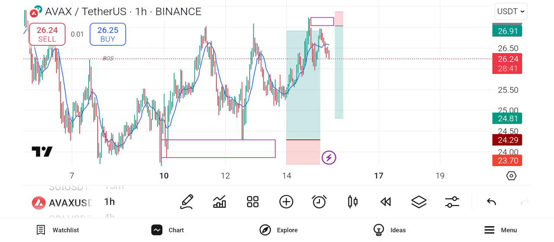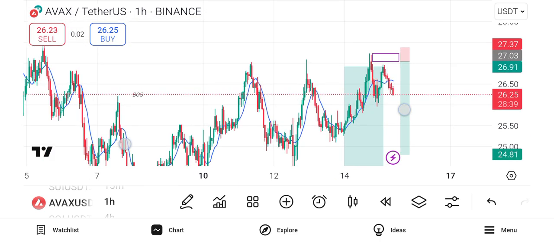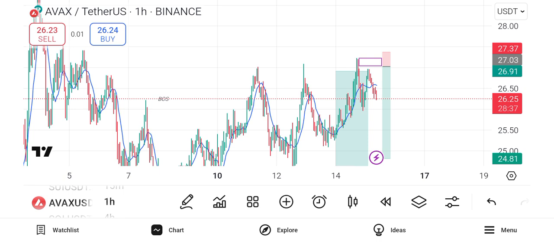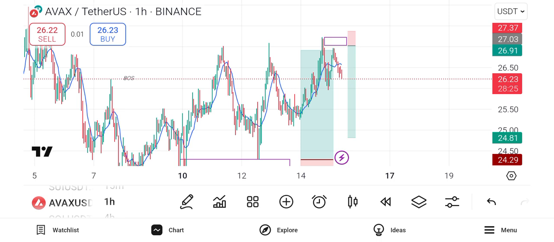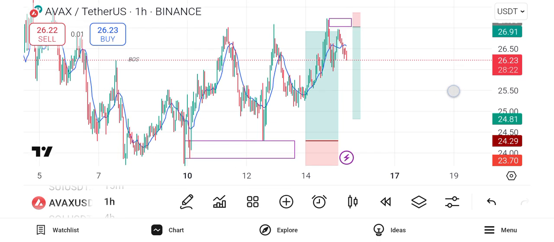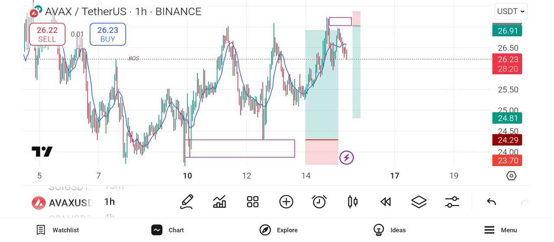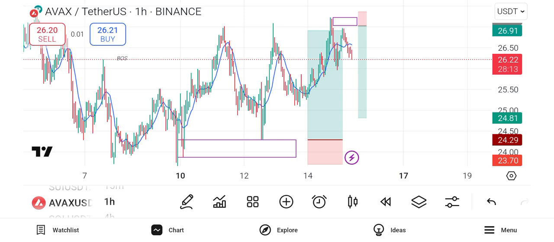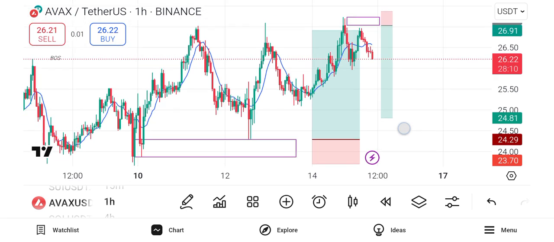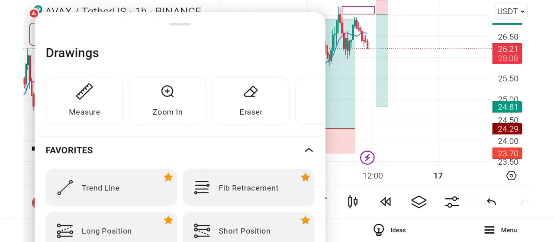So now, if you look at this, the market has created liquidity up here, high liquidity, which the market is going to respect, with a very tight stop loss. That's what's happening here. And I created a buy and a sell because there is a lot of liquidity in the market.